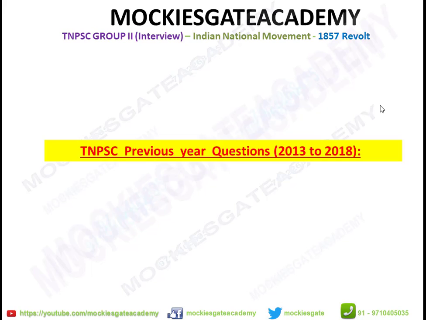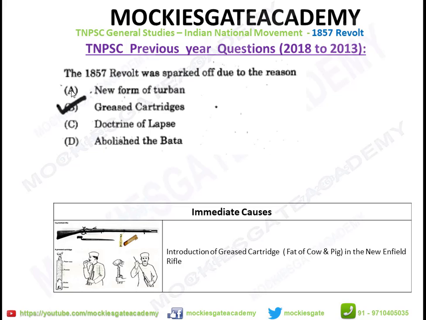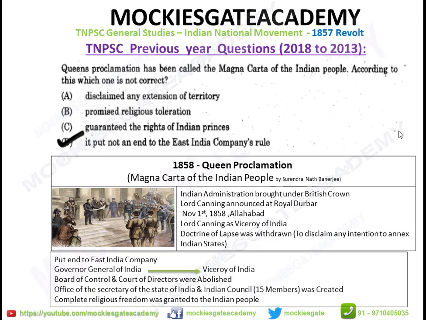Now we will talk about TNPSC previous year solved questions. Please go through the question. The question is, the 1857 revolt was sparked off due to which reason? They are asking the immediate cause. The immediate cause was nothing but the greased cartridge. The Queen's Proclamation has been called the Magna Carta of Indian people. According to this, which one is not correct? According to the Queen's Proclamation, it put an end to the East India Company's rule. So the option that it did not put an end to the East India Company's rule is the correct answer.